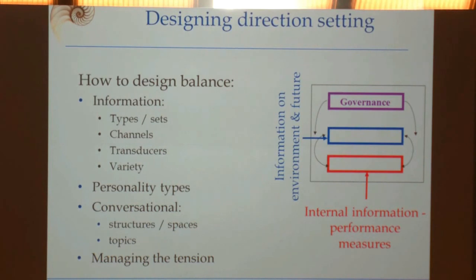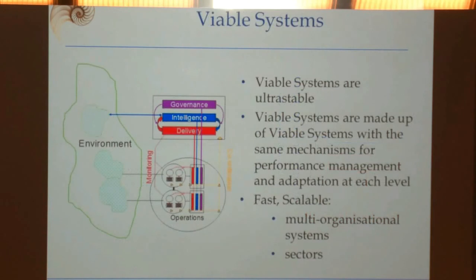So that's VSM. It's a model for how organizations can be ultra-stable, so how they can adapt to changes that couldn't have been envisaged. It's a fractal model, which means you've got exactly the same mechanisms at every level. If you can design a team, you can design a department, you can design a division, you can design the corporation, you can design an enterprise made of seven corporations. It's really, really simple. As a design and a diagnostic tool, it's incredibly fast and very ultimately scalable.